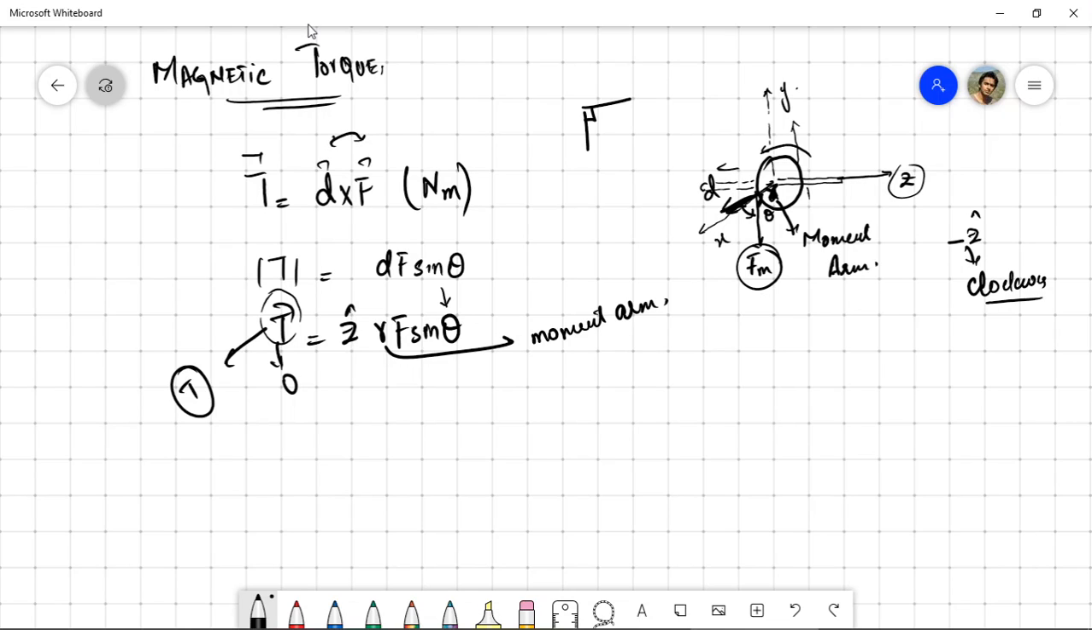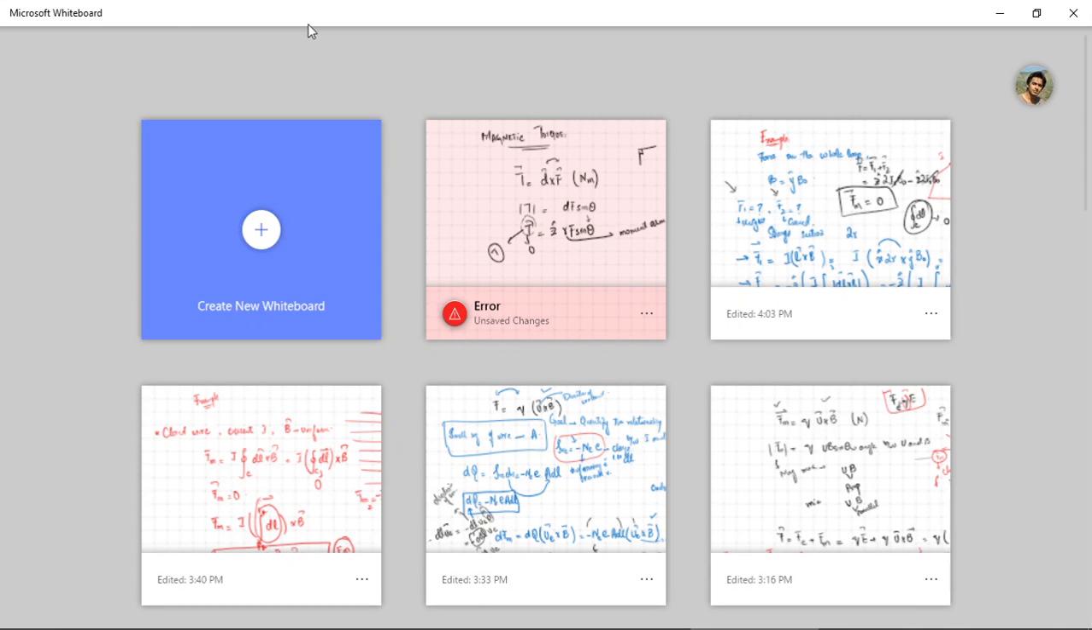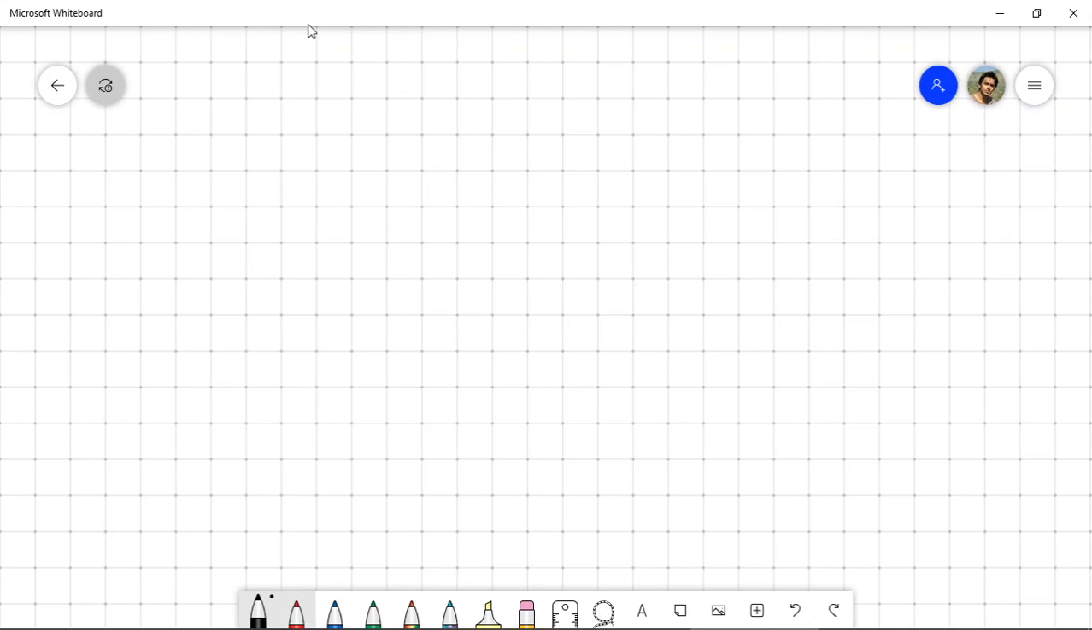We now consider the magnetic torque exerted on a conducting loop under the influence of magnetic forces. For that purpose, he is taking a simple loop. We'll take another whiteboard for that. He's trying to understand the concept of torque for a simple loop which is carrying current.